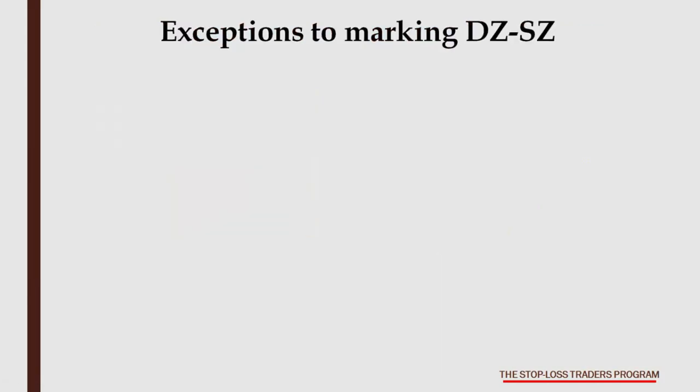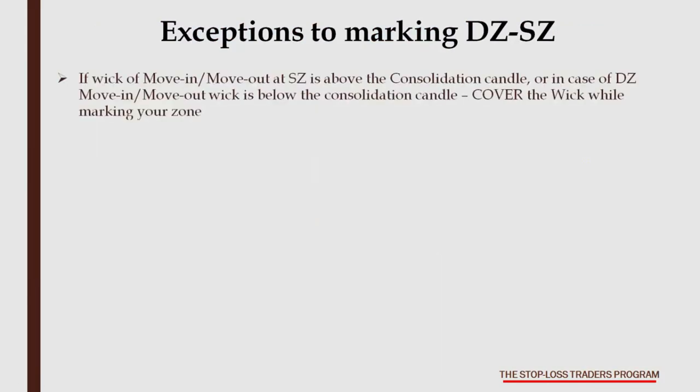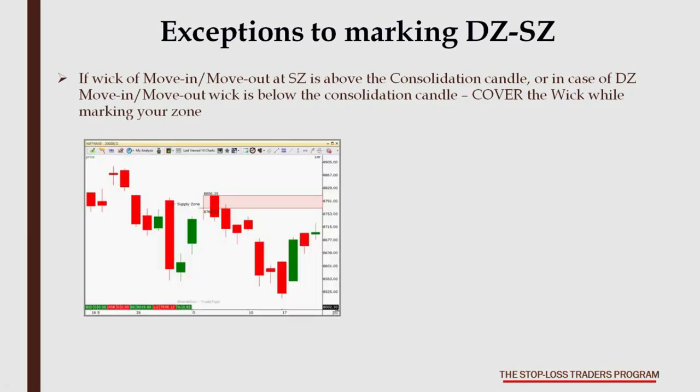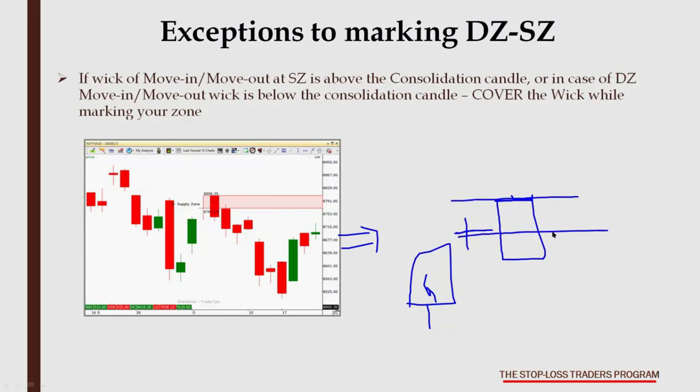First style of marking is the wick to wick marking. So can you see this, that I have marked a drop base rally, that is a demand zone. Okay, I have marked it wick to wick. What I did was in the base, I have covered the highest wick of that base and the lowest wick of that base. Can you see this? I have marked it from here till here. All right. So now this is a demand zone.